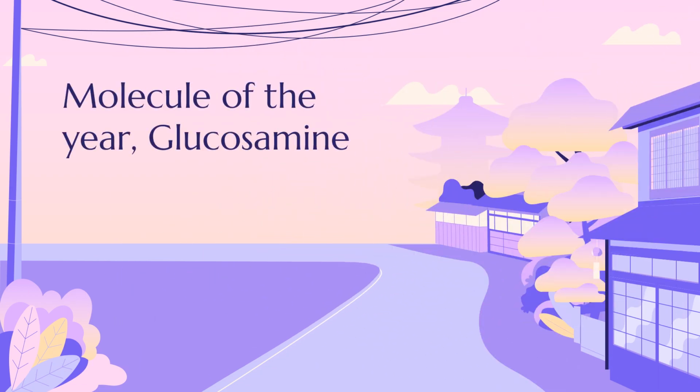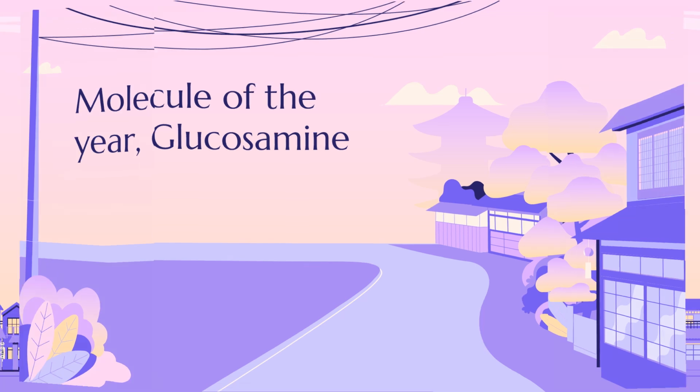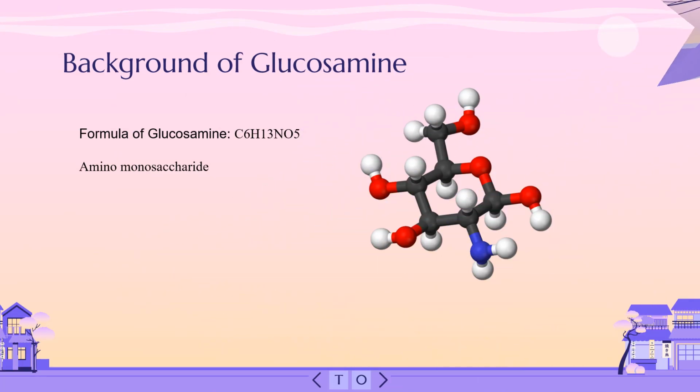Hi, today I'll be going over my molecule of the year, glucosamine. Glucosamine has 6 carbons, 13 hydrogens, 1 nitrogen, and 5 oxygens. It is an amino monosaccharide.